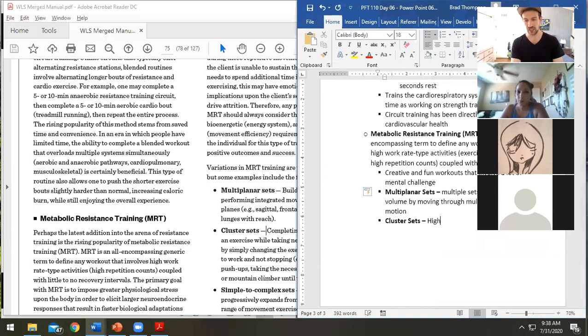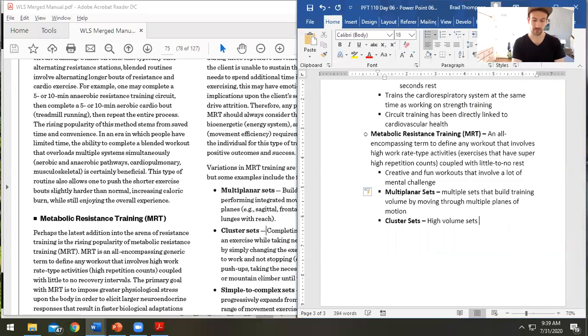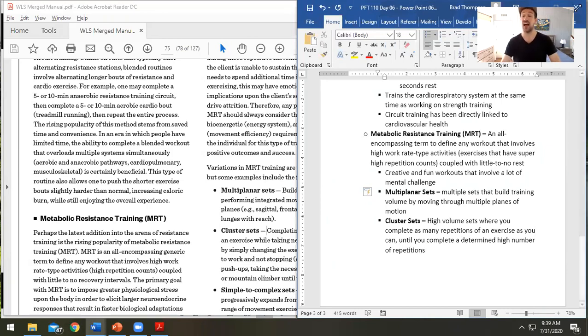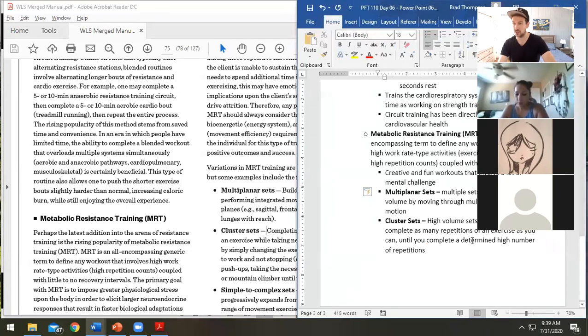So it's high volume sets where you complete as many repetitions of an exercise as you can until you complete a determined high number of repetitions, right? Like I said, I like to call these chipper workouts. You're really just going to chip away at it until you finish. And so those are kind of fun.